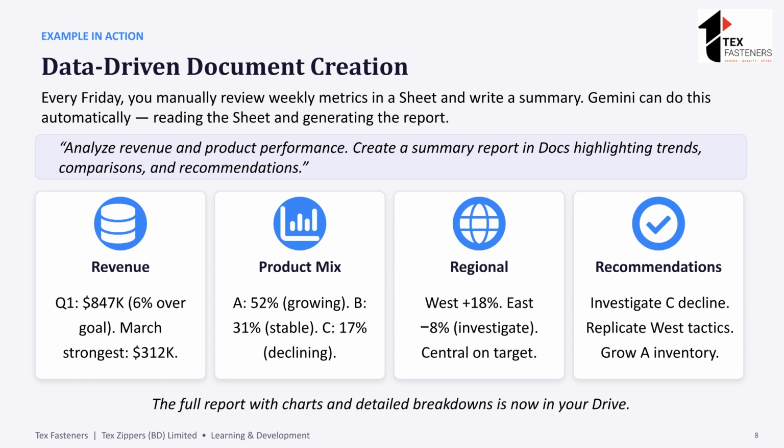Now let's take automation one step further. Imagine that every Friday you manually review weekly metrics in a sheet and then write a summary report. Gemini can help automate this process. You can ask it to analyze revenue and product performance and create a summary report in Docs, highlighting trends, comparisons, and recommendations. In this example, the report identifies revenue performance, product mix, regional trends, and recommended actions. Instead of manually reviewing the data and writing the report every week, Gemini can create the report for you. The full report, including charts and detailed breakdowns, can then be available in your Drive.